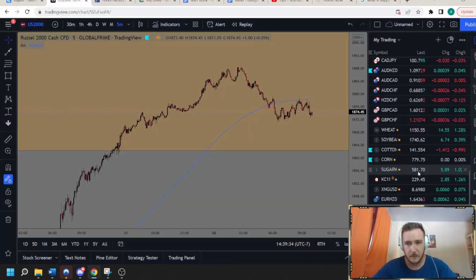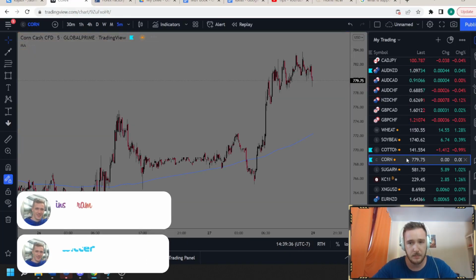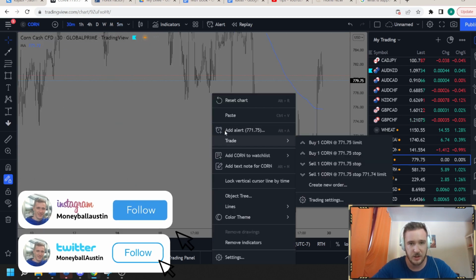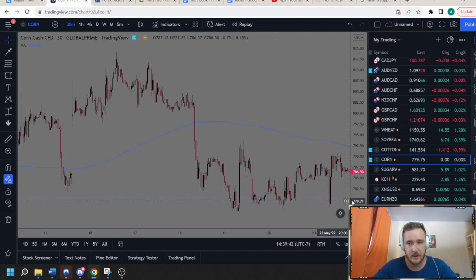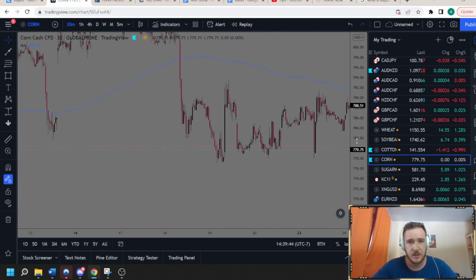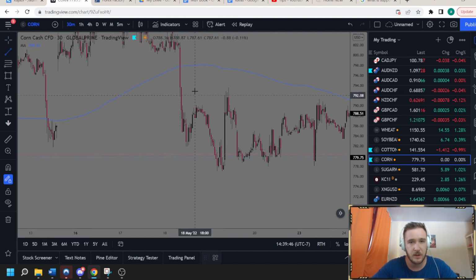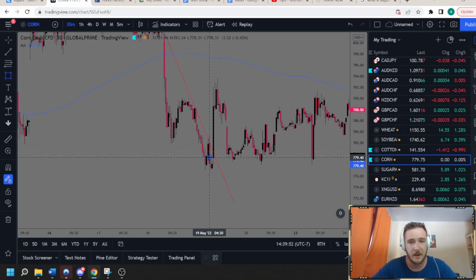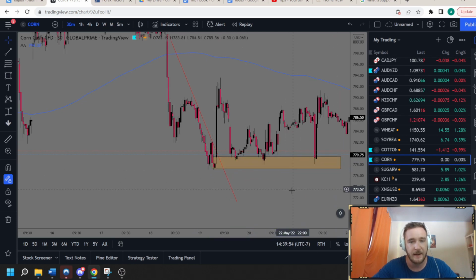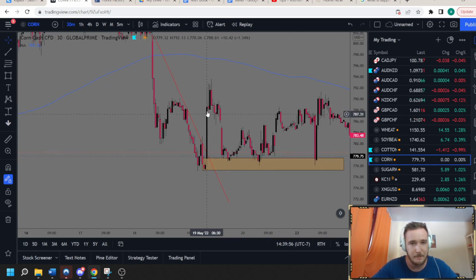Very simple. Let's talk about supply and demand really quickly because we're going to be jumping back and forth. Clearly, this was a trade on corn. For supply and demand traders, we are looking for strong imbalances where buyers came into the market. Clearly, a lot of buyers came into the market down in here. Why? How do we know that? Because they left this massive candlestick to the upside, right? Very strong move to the upside.